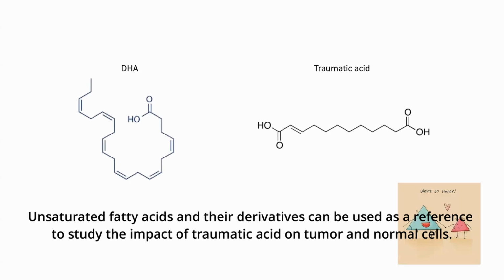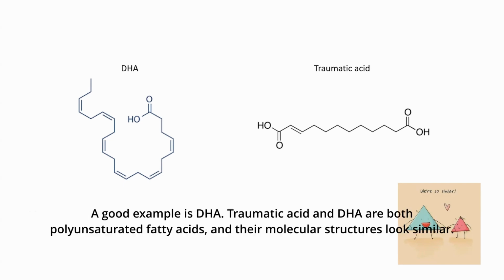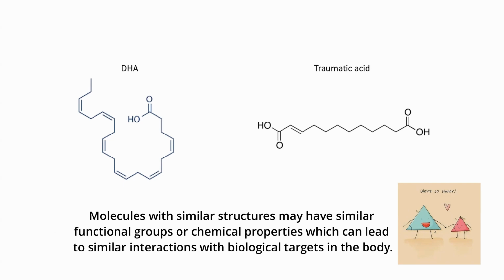Unsaturated fatty acids and their derivatives can be used as a reference to study the impact of traumatic acid on tumor and normal cells. A good example is DHA. Traumatic acid and DHA are both polyunsaturated fatty acids, and their molecular structure looks similar. All molecules with similar structures may have similar functional groups or chemical properties, which can lead to similar interactions with biological targets in the body.